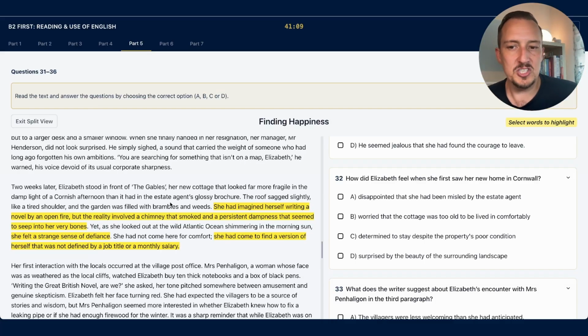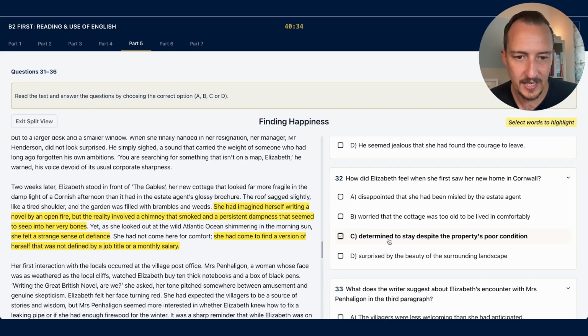She doesn't suggest disappointment. She's not saying I don't like it or I feel let down. So it's not A. Worried that the cottage was too old to be lived in comfortably. Now, it talks about the cottage, the tired shoulder, the garden filled with brambles and weeds. It does say the dampness seeped into her bones, but there's no suggestion of being worried. Yet, as she looked out over the morning sun, she felt a strange sense of defiance. This is the key, I think, because I think it's C.